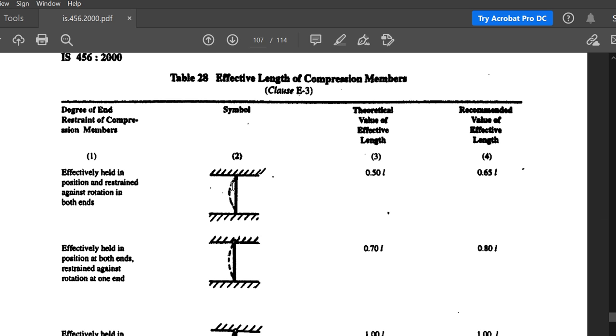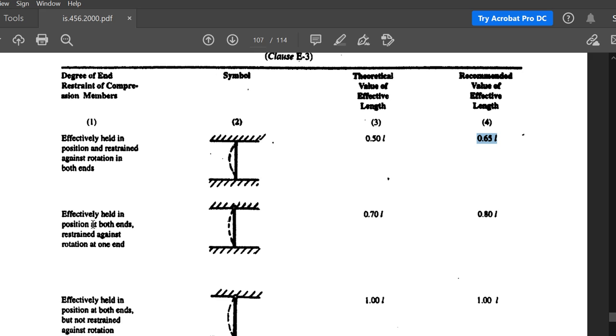Then the point of contraflexure or your effective length theoretical value is 0.5 L. And your recommended value for design for effective length is 0.65 L. This is because you won't achieve 100% fixity at the ends. The theoretical value is based on Euler's equation, but the code recommends using this value for design purposes. That is, due to partial fixity, you won't attain full fixity here.